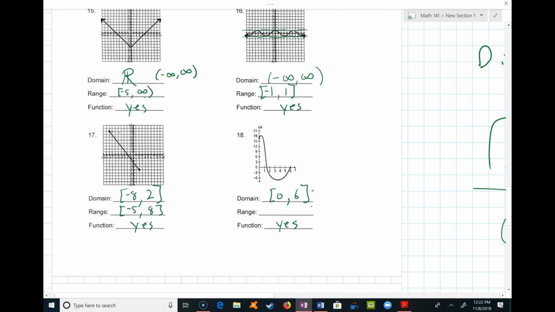Then on the bottom, or the range, it's kind of hard to tell, but that looks like maybe about -8. So I'm just estimating here because I don't know for sure. And it goes up definitely above 18, so I'm saying it goes maybe to 19. And so that would be my range.